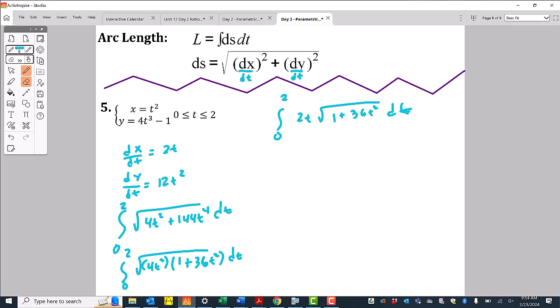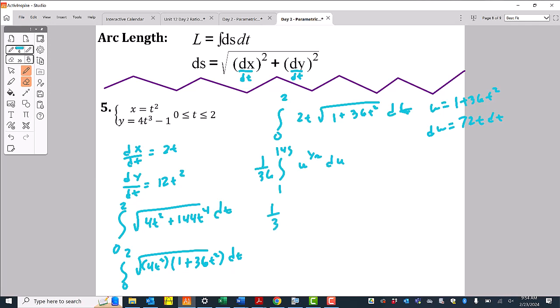Now we can do some u sub. U is going to be 1 plus 36t squared. Du is going to be 72t dt. We need a 72 on the inside, which means we need to multiply the inside by 36. So we need a 1 over 36 on the outside. New lower bound is going to be 1. New upper bound is 145. U to the 1/2 du.